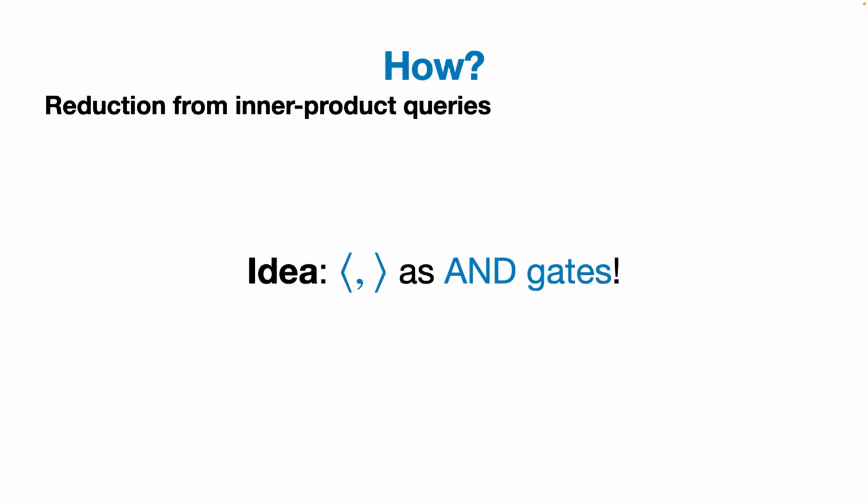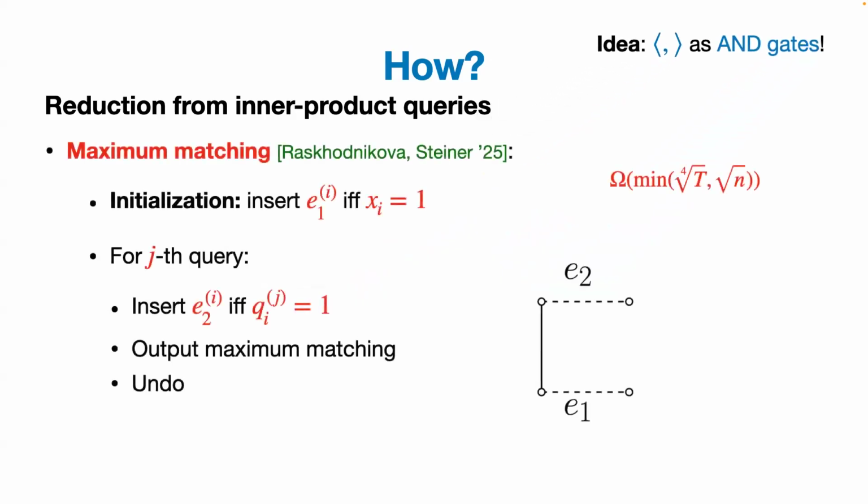Yes. So the idea here is a very natural thing. We want to think of the dot products for each one of the bits as AND gates, and we want to simulate AND gates with instances of maximum matching. So let's first see how Raskhodnikova and Steiner did it for the fully dynamic setting. Then I will tell you what will go wrong if we want to do the same for insertions only, and then I'll tell you how we fix it for the insertions-only setting.